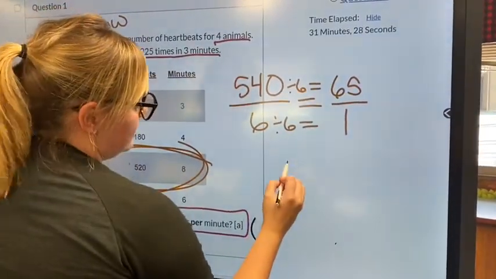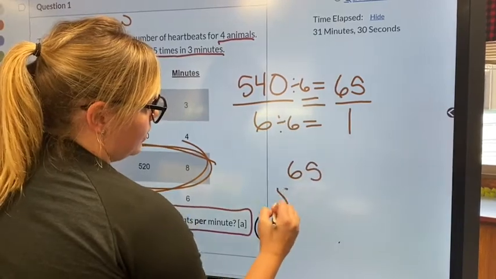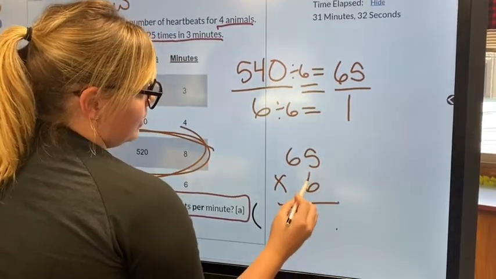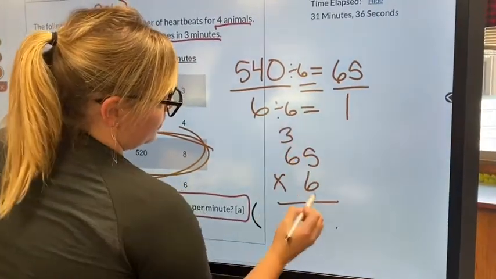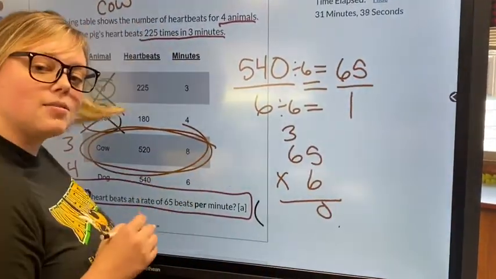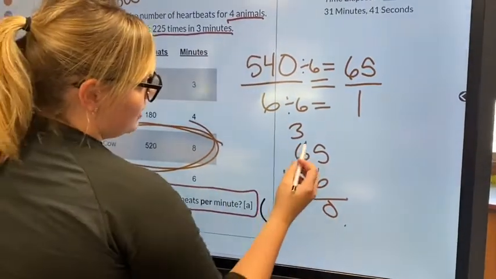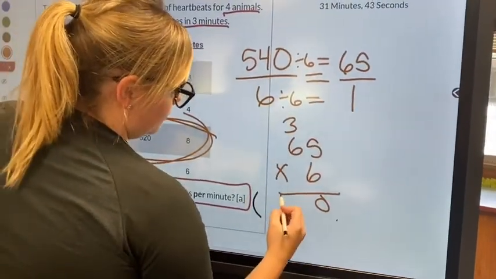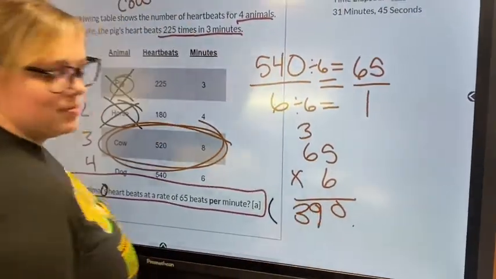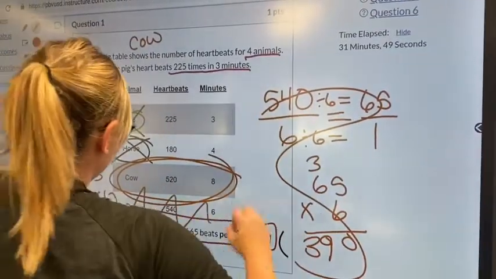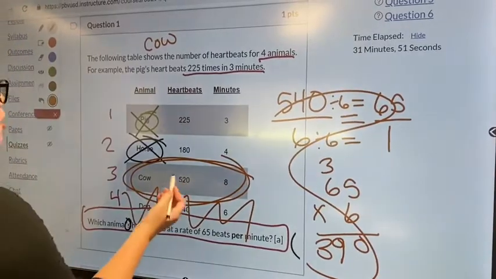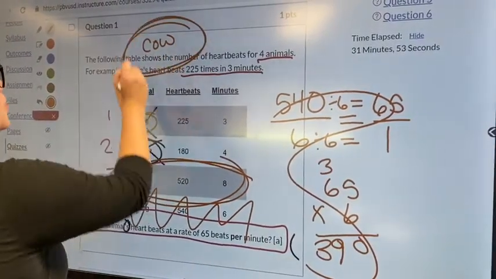So now I'm going to test 65 times 6. 6 times 5 is what? 30. Nice job. 6 times 6 is what? 36. 37, 38, 39. Does that match? No. Wrong. Bad dog. Cow would be your answer.